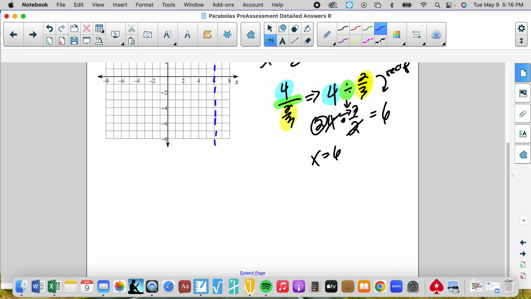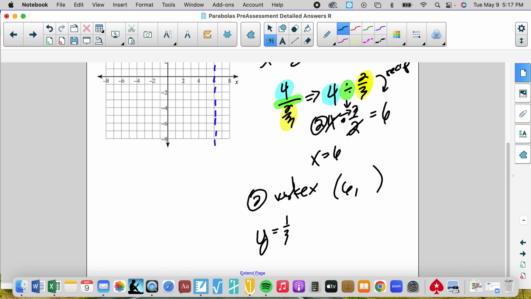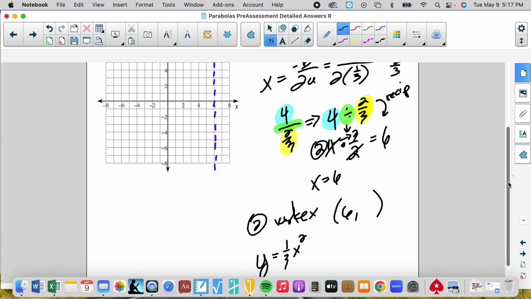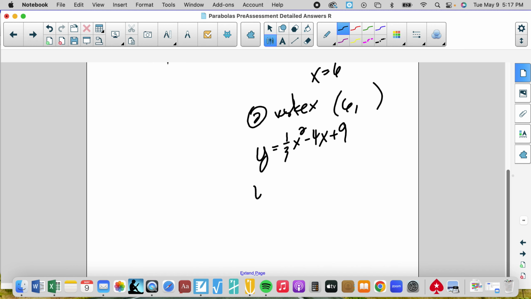And we know what lies on the axis of symmetry? The vertex. So we're going to find the vertex by plugging in 6 into the equation. Y equals, let's look at that equation, 1/3 x squared, I think it's minus 4x plus 9. So we're going to plug in 6 for x. So 1/3 times 6 squared minus 4 times 6 plus 9.